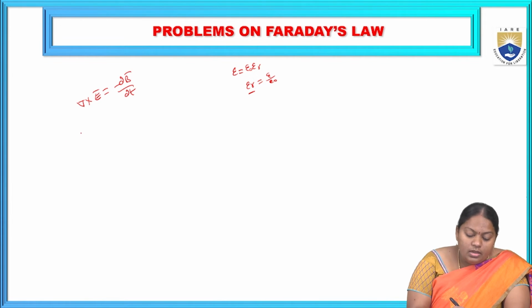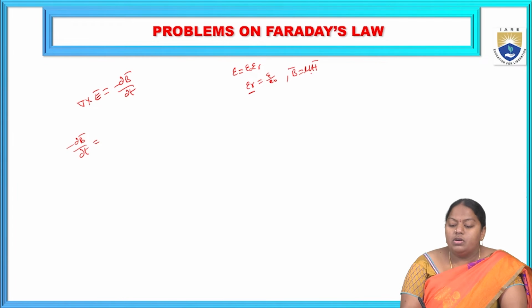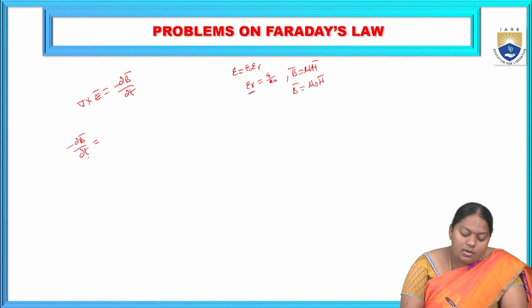So we know that minus dou B bar by dou T, and if you substitute B by mu into H, meaning B bar equal to mu naught into H bar. In place of B bar, if you substitute mu naught H bar, then dou B bar by dou T can be written as minus mu naught into dou H bar by dou T, which is equal to minus mu naught into dou by dou T of, what is that value?